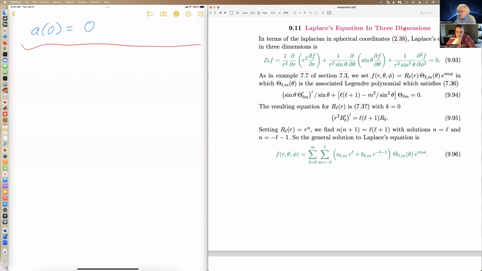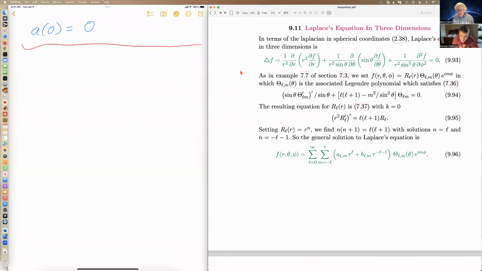So Laplace's equation in 3 dimensions. This, of course, is what you have to solve if you have an electrostatic field in 3-dimensional space with no charges, or you're looking at a gravitational field where there's no matter. You then have the Laplacian of f equal to 0.